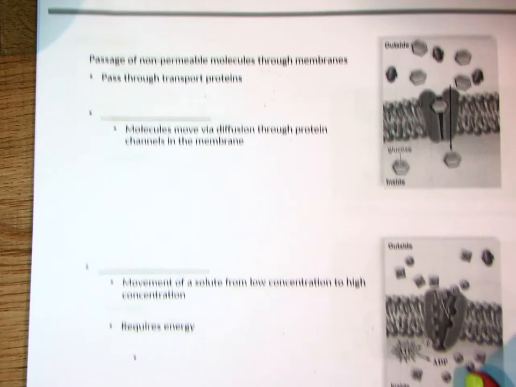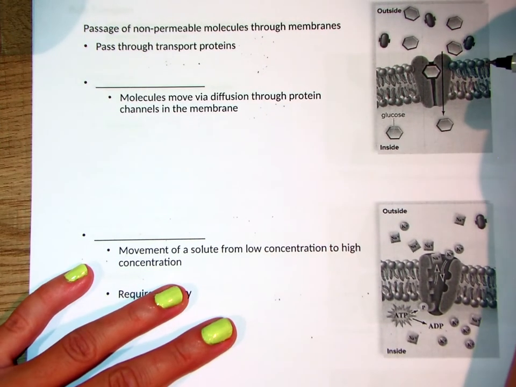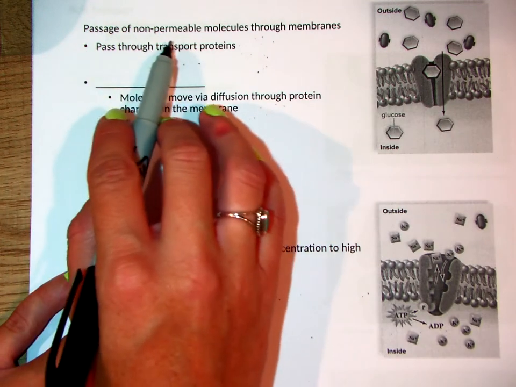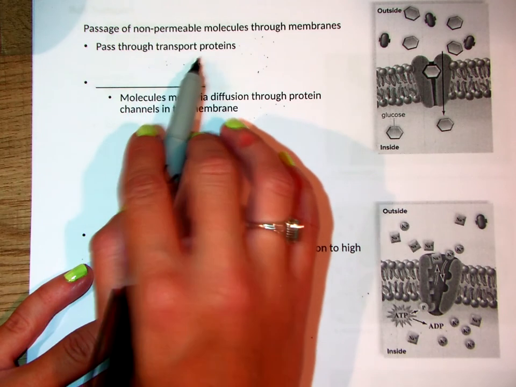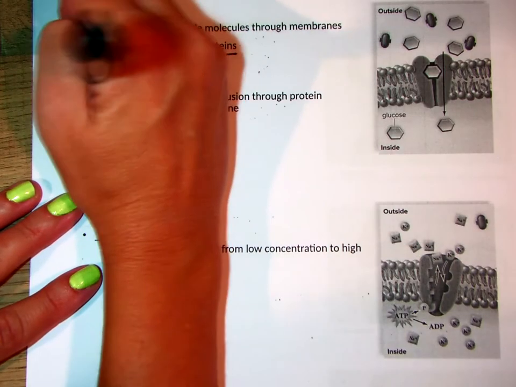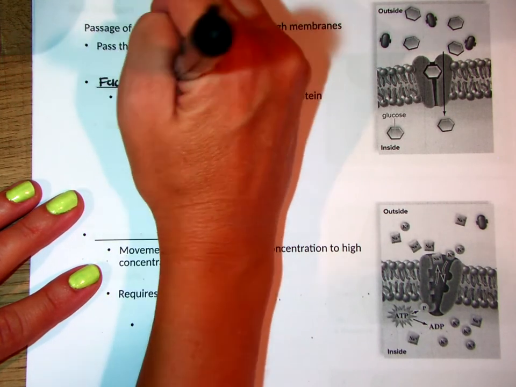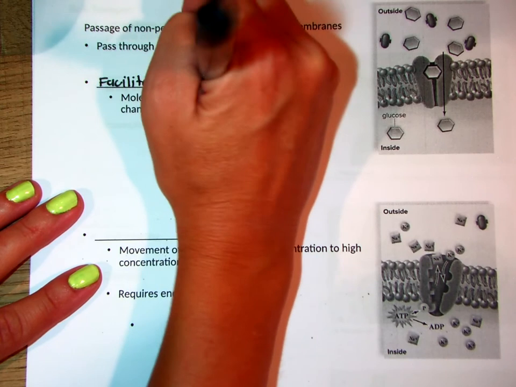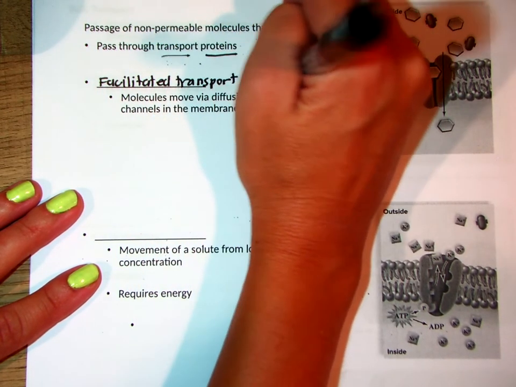So how do we get these molecules into the cell that can't just diffuse across the cell membrane? So passage of non-permeable molecules through membranes. They need help getting in through these transport proteins that we saw that kind of move around within the phospholipid bilayer. So facilitated transport, sometimes called facilitated diffusion.